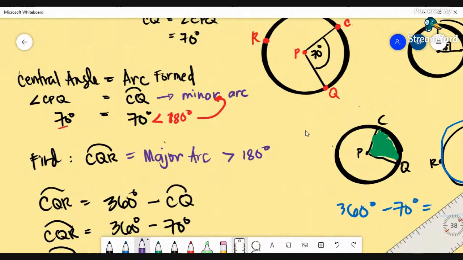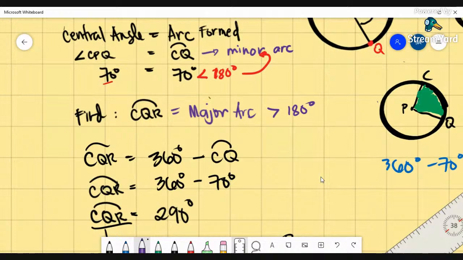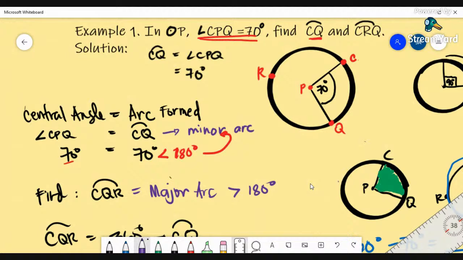Okay. Next, let's have the other problem. Find arc CQ and then find CRQ. So, let's find the CRQ or arc CRQ. Kung titignan natin dito sa circle na binigay, our arc CRQ is located on the exterior of our central angle. So, ang exterior niya ay lahat nung nandito sa labas. Okay, so this one is the arc formed on the exterior of the central angle. Ideally, this is your arc CRQ.